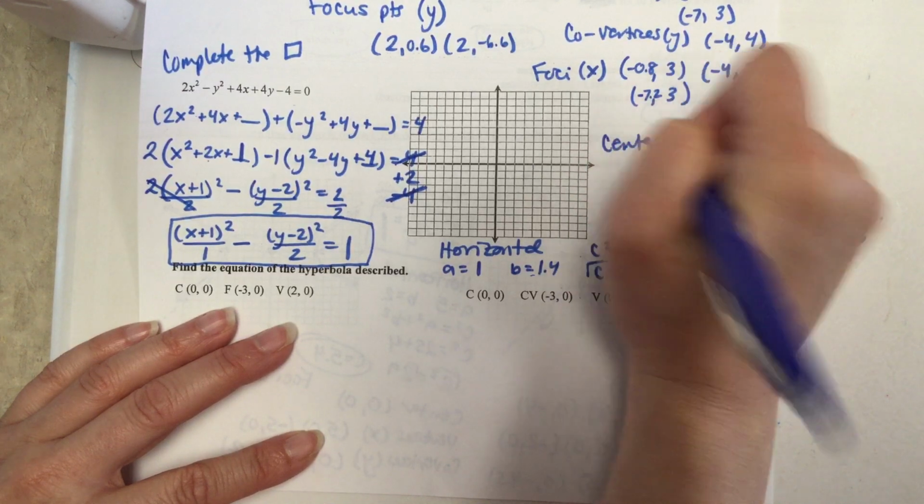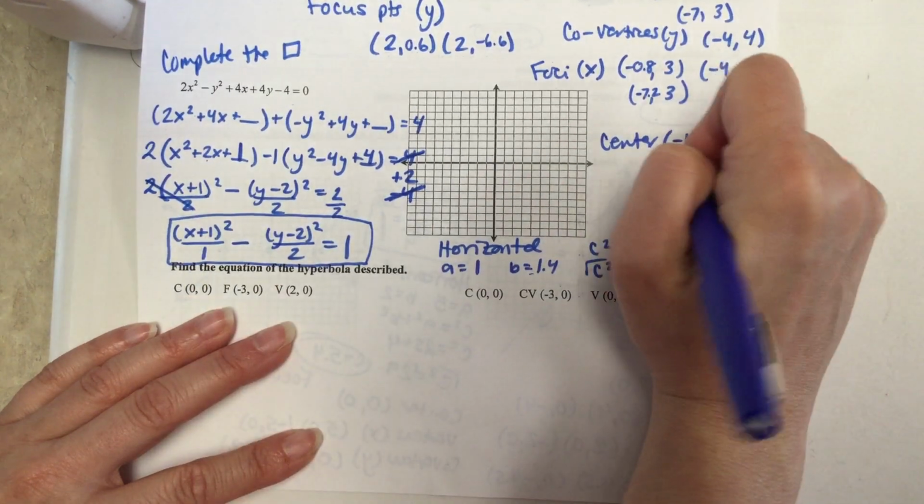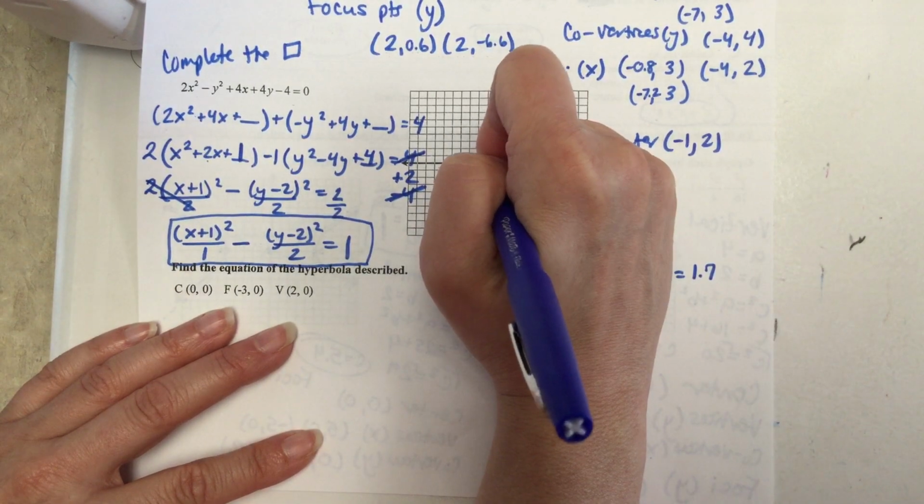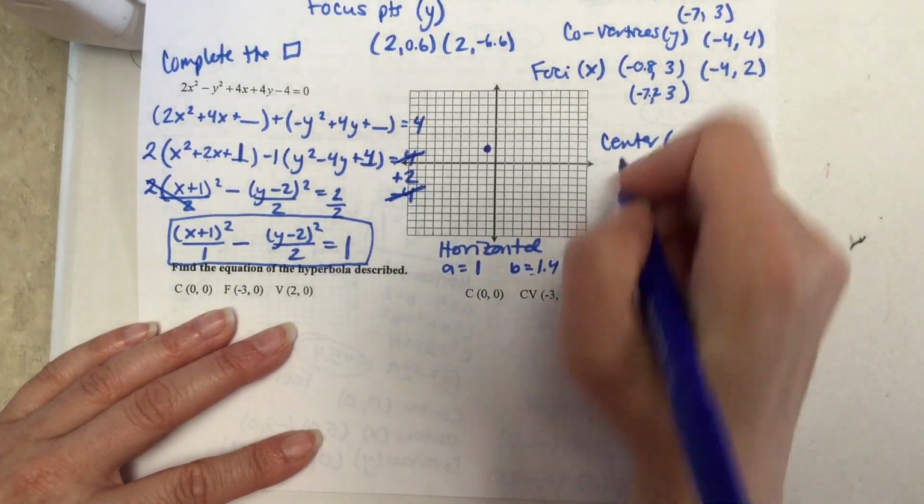The center: what are you subtracting from x? -1. What are you subtracting from y? 2. So I go left 1, up 2. That is the center of all of this.